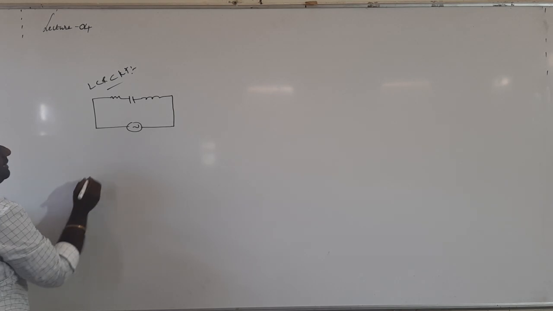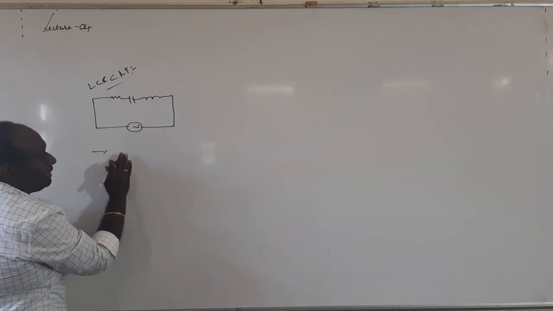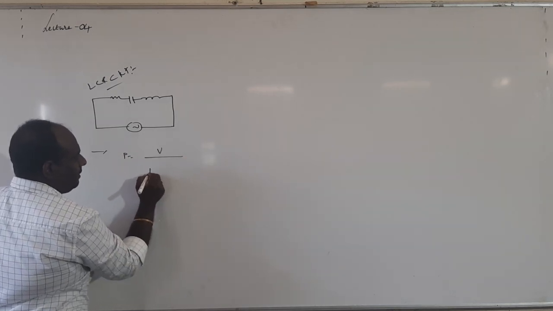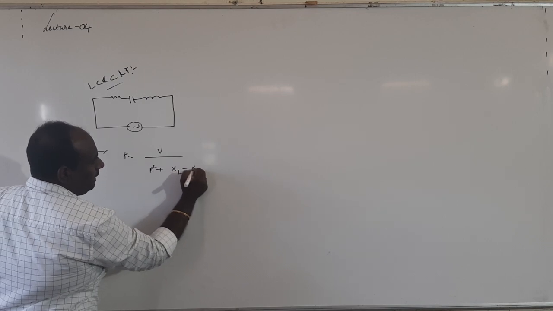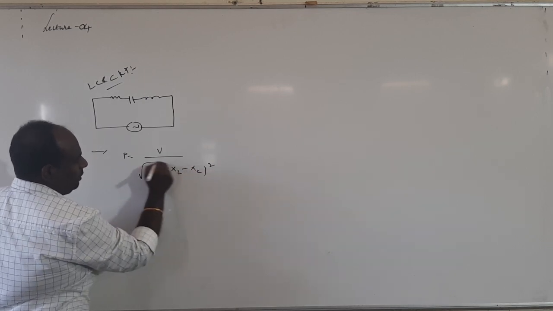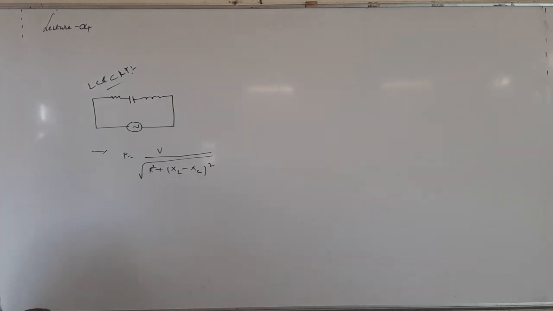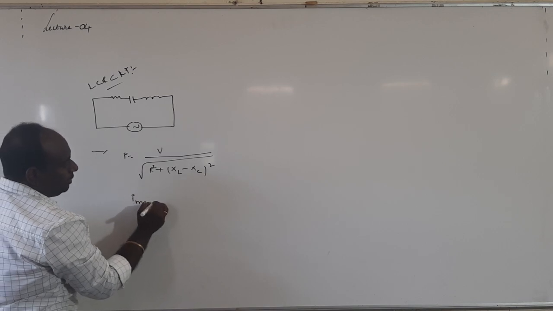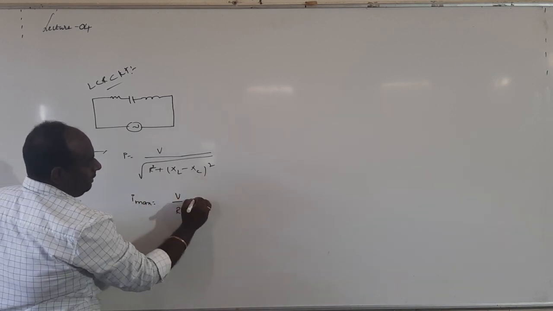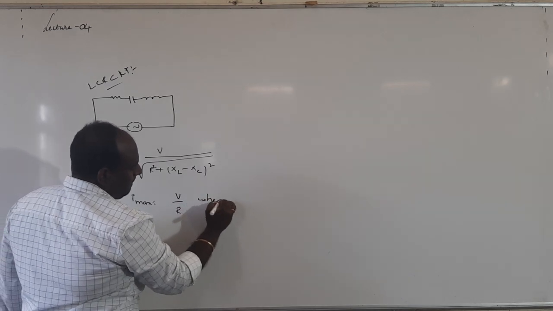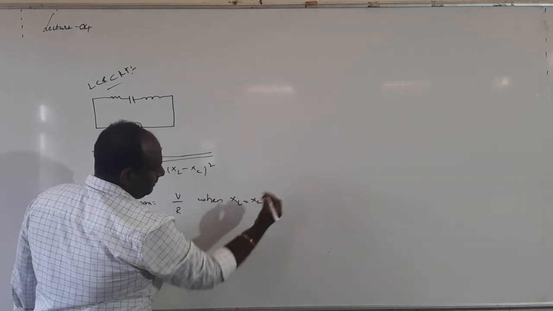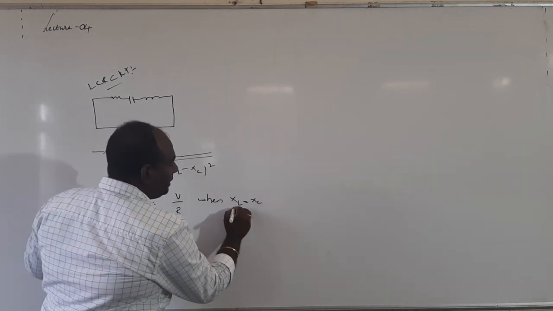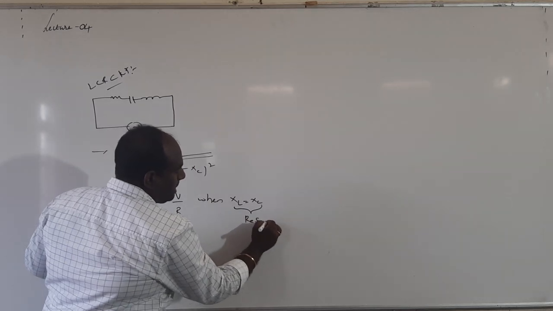In the LCR circuit, we derived the expression for current I equal to V by the square root of R square plus (XL minus XC) whole square. This is the general current. We derived one more condition, maximum current I max is equal to V by R. It is obtained when XL equal to XC. This is the condition for resonance. Already we discussed this resonance condition.